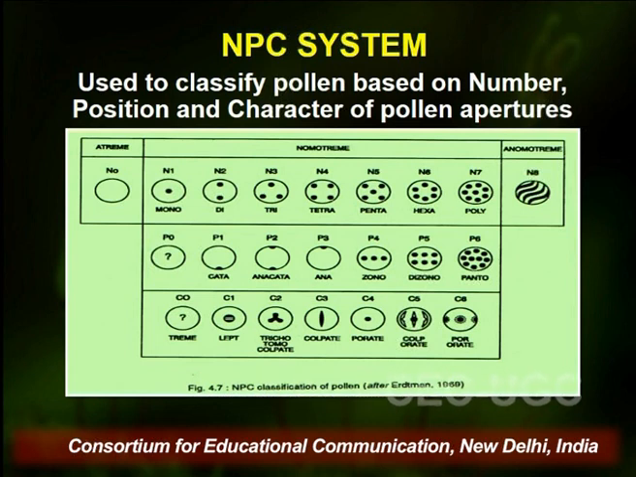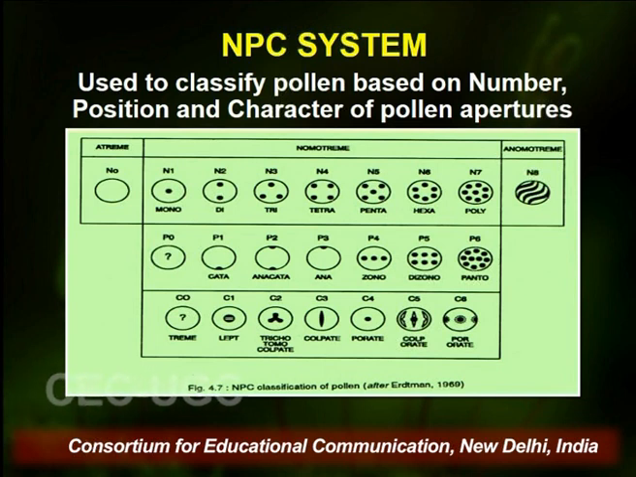Now, since we have to talk about the morphology of pollen grain, there is a very prevalent system called the NPC system, which classifies the pollen grains on the basis of number, position and character of the apertures, which are present on the surface of the pollen. So, this is called the NPC system, referring to number, position and character of the pollen apertures.